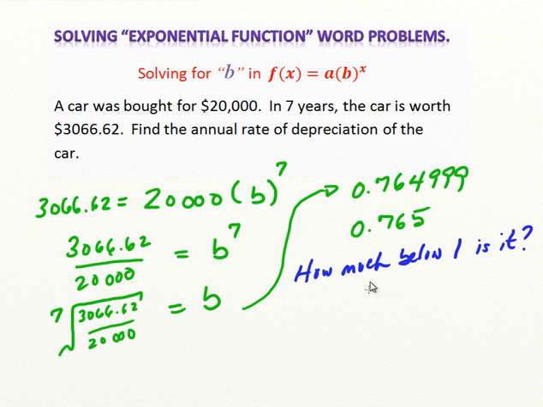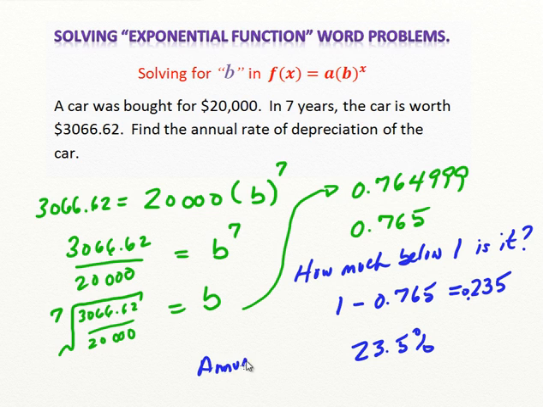So all we need to do is take 1 and subtract 0.765, and that's going to give our answer, which is 23.5%, or 0.235. All right, so 23.5% is the annual depreciation rate.